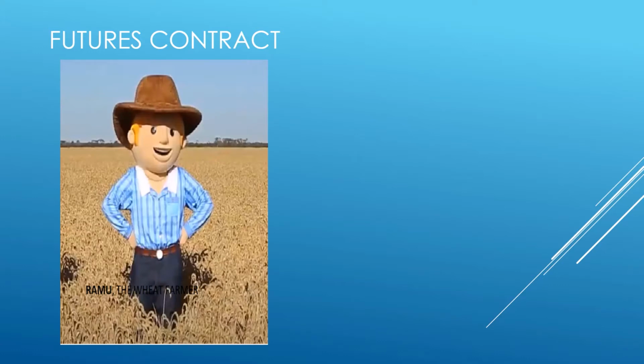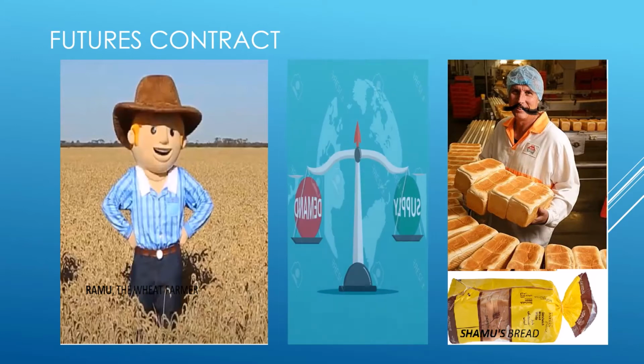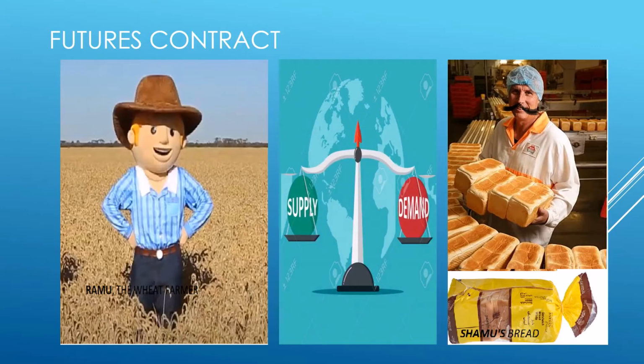Let's take an example. Ramu is a wheat farmer and Shamu is a bread maker. Now, a bread maker takes wheat or wheat flour as the raw material. Now, as you know, everything is controlled by supply and demand. The price of the wheat will be controlled based on supply of how much wheat is available and the demand for wheat.